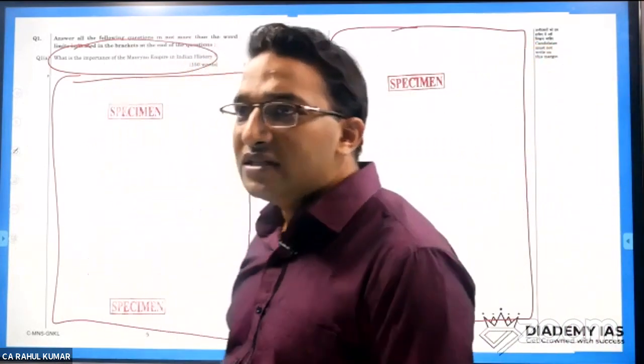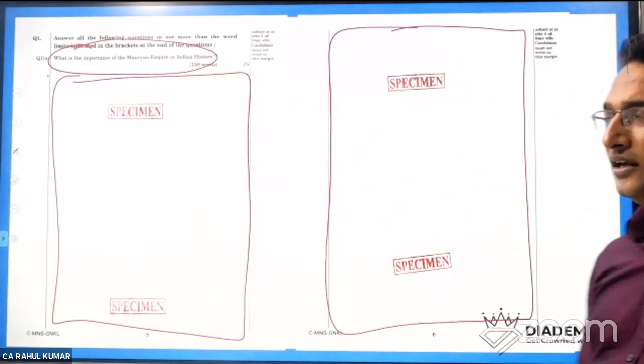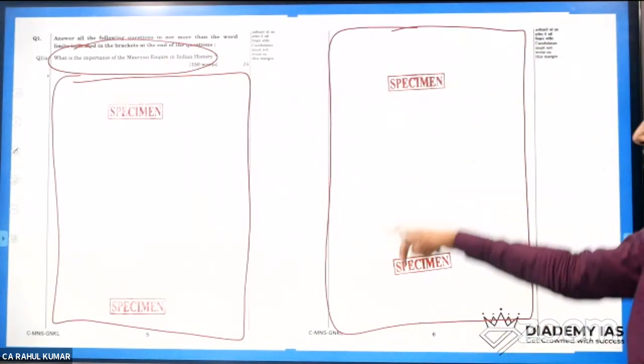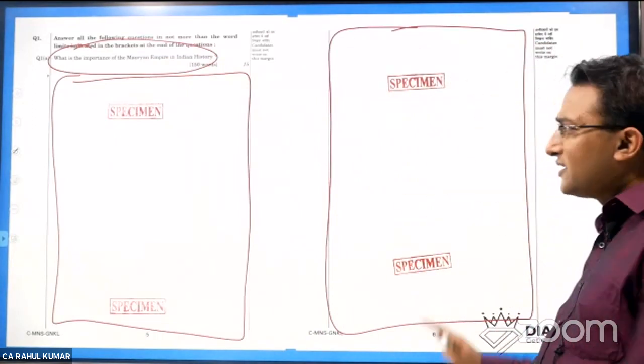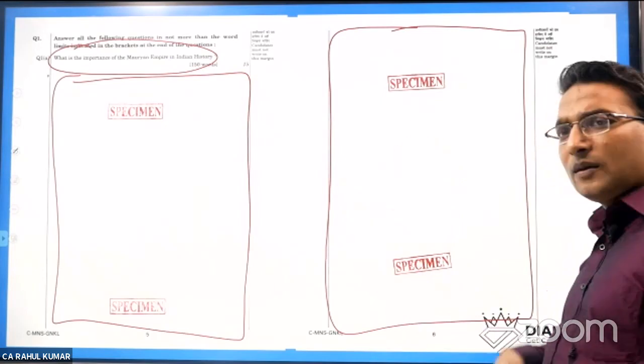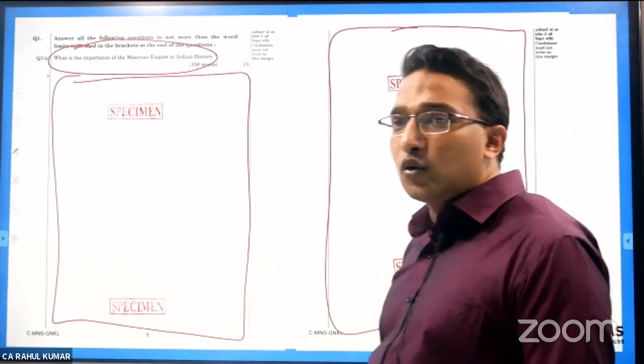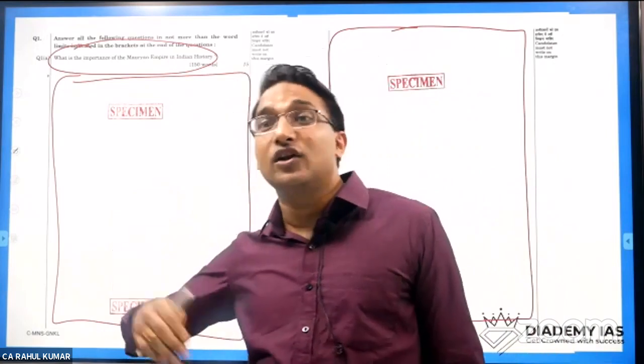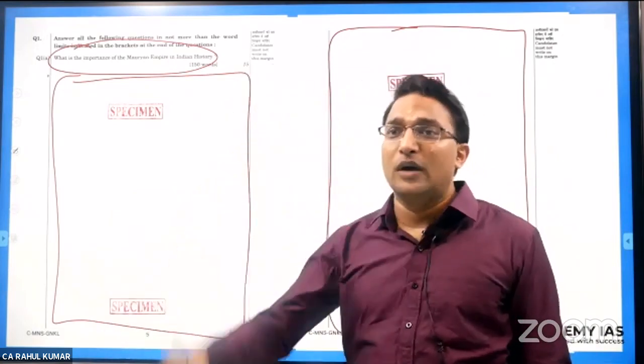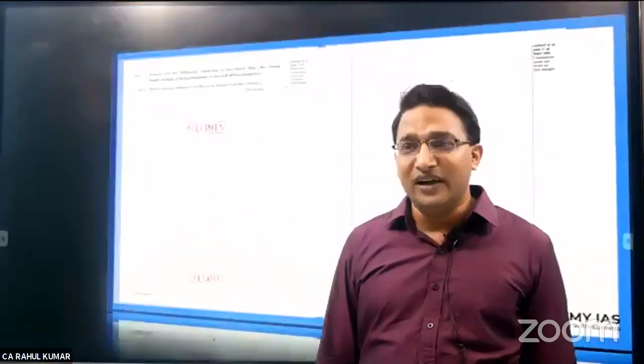Okay, so this copy is basically used by the UPSC, and you can see there is very limited space on both sides. You have to leave the space. So the point is that it is not that you have to have a lot of content, it is just that you have to write relevant, to-the-point content. Okay, are you getting, my friends?